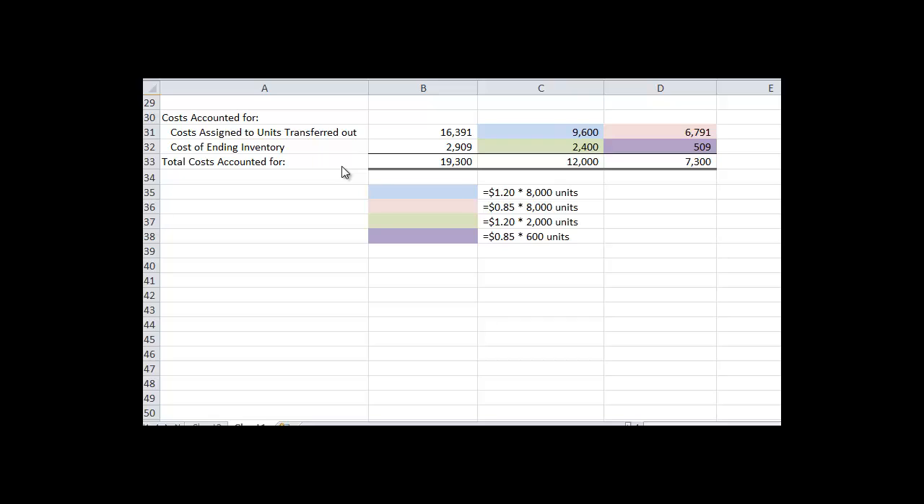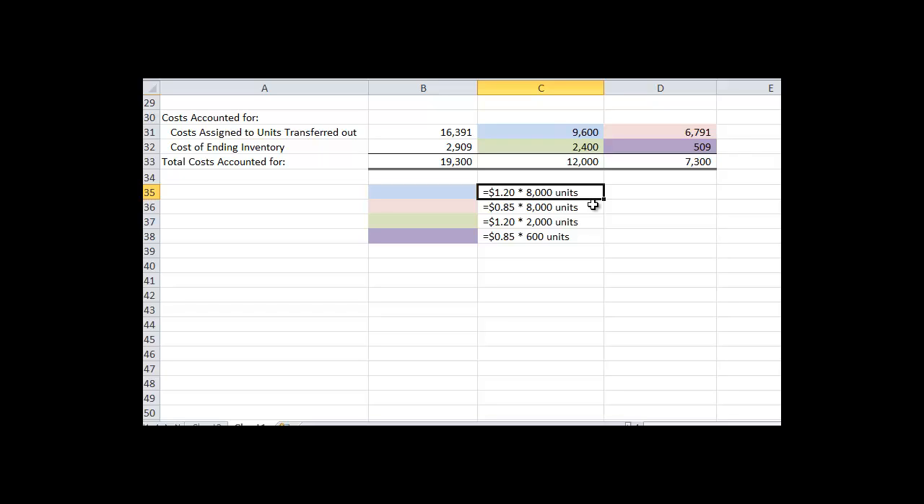The last step is to assign cost to units transferred out and units in work-in-process inventory. To determine this, the cost per equivalent unit is multiplied by the number of equivalent units for both direct material and conversion costs. For direct materials, cost assigned to units transferred out is calculated by taking 8,000 units that were completed and transferred out and multiplying by the equivalent unit cost of $1.20.